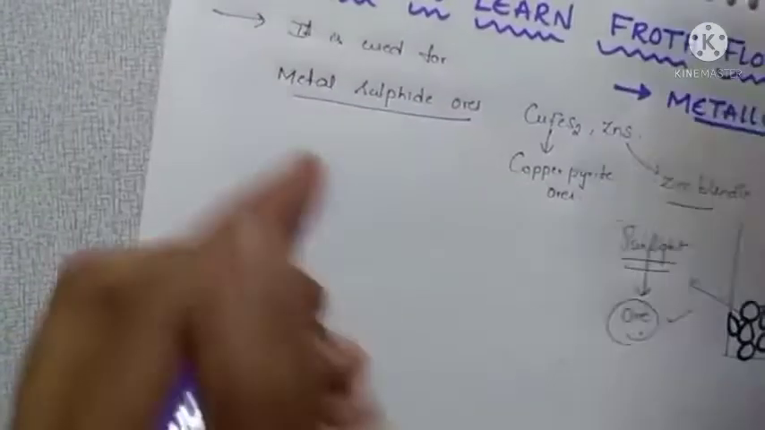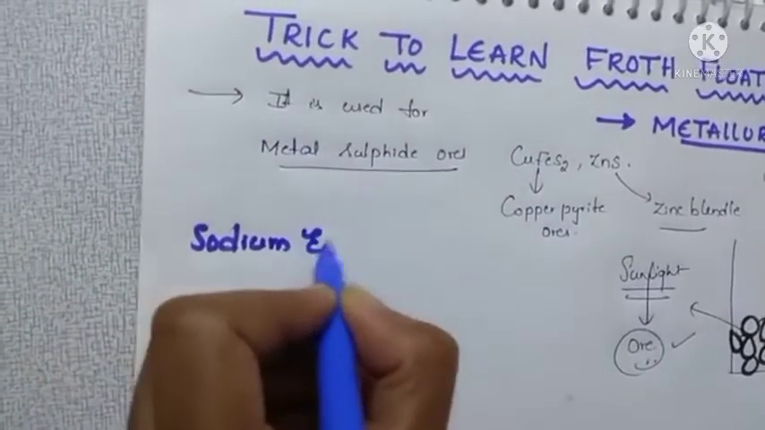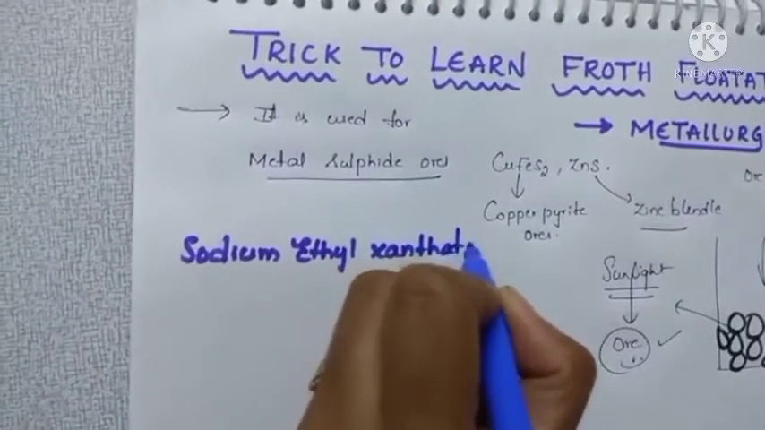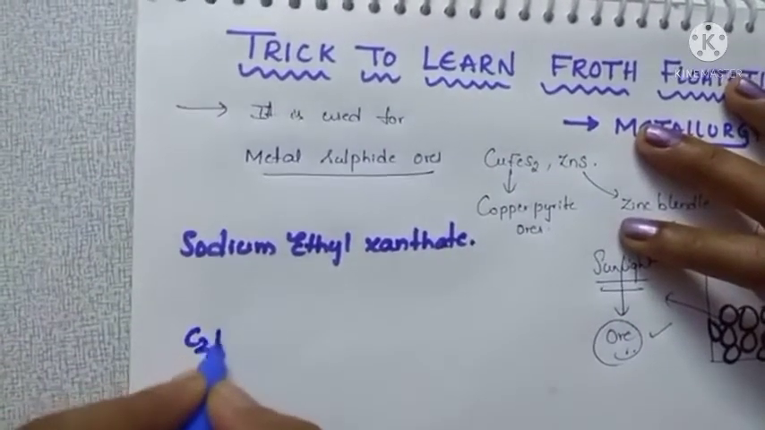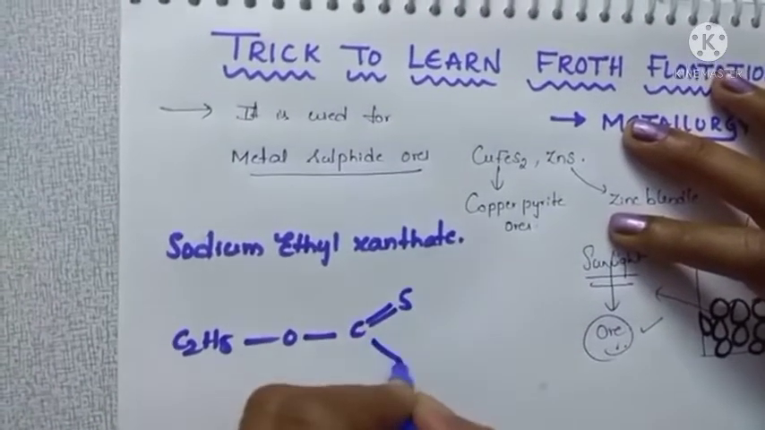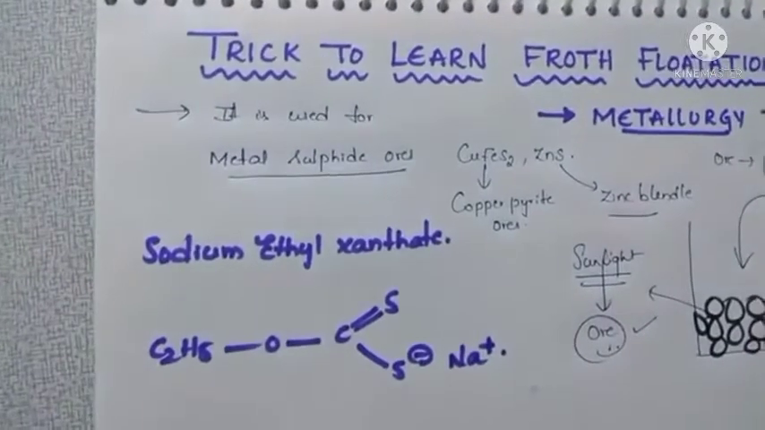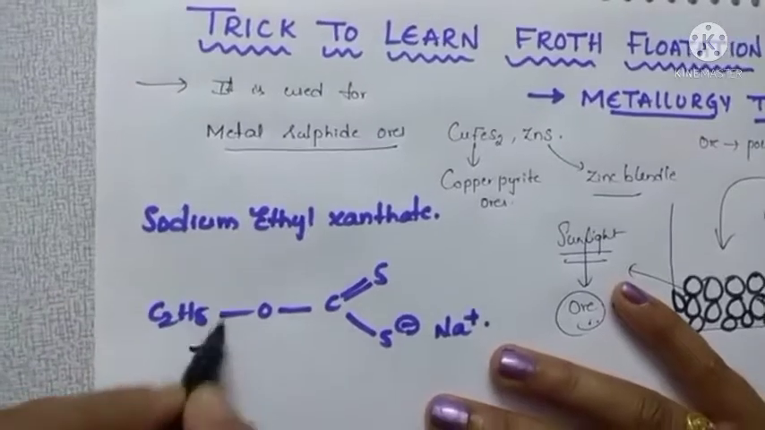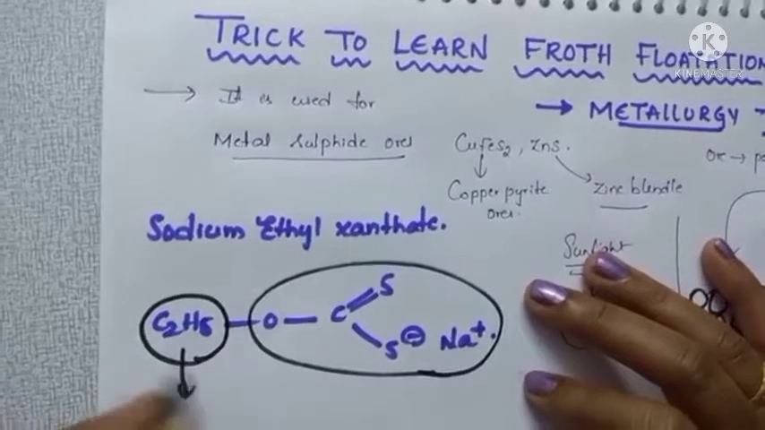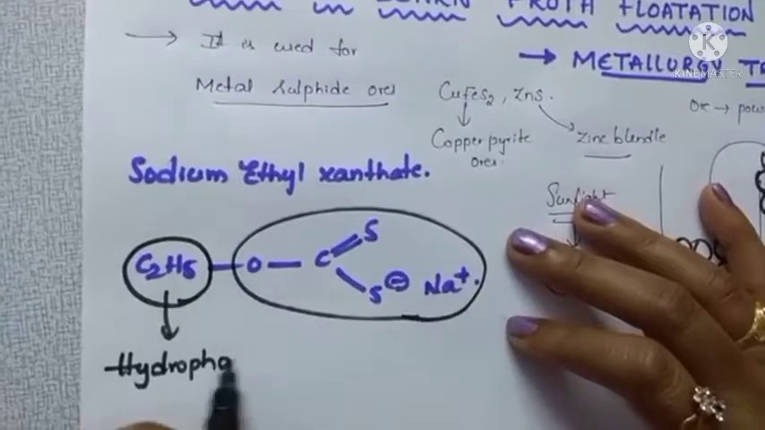Let us see the structure of sodium ethyl xanthate. Sodium ethyl xanthate: C2H5O, C double bond S, S minus, Na plus. This is the structure. Here, if you observe, it consists of two parts. One is this one, other one is this. This is the non-polar part. We call it the hydrophobic part.